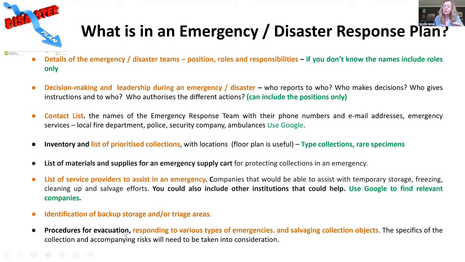So for the pocket response plan, we're not worrying about the procedures for evacuation. Obviously, that would all be in your full plan. But there is a requirement to look at the response for various types of emergencies and salvaging collection objects. And the specifics of the collection and accompanying risks will need to be taken into consideration, and we'll look at that. So these are the things in orange that will go into that pocket response plan. And the green that I've put there is just some guidance, just to help you if you're really stuck and don't know where to start.